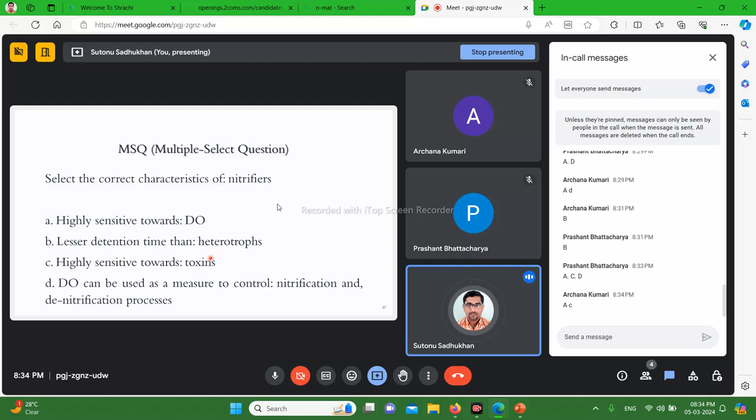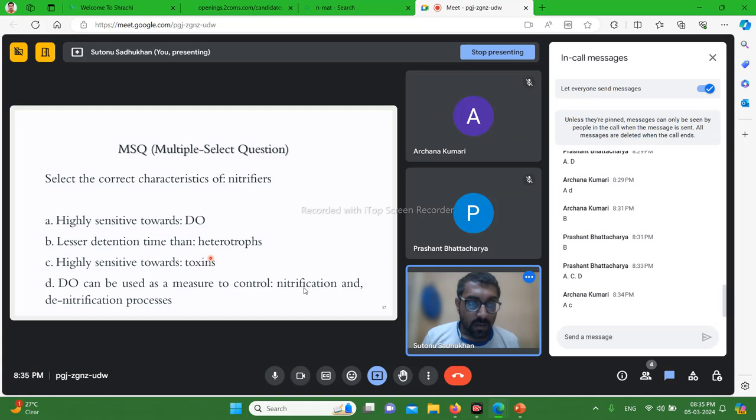So, what does this plant do? This actually uses a certain folding structure. So if some insect sits on the mouth, then it actually closes. In this way, the insect is trapped inside and it dies. And from that body, they get the nitrogen. They are actually heterotrophic plants. And the last option is DO can be used as a measure to control nitrification and denitrification process. So whether DO, dissolved oxygen, is an indicator of the nitrification and denitrification process or not.